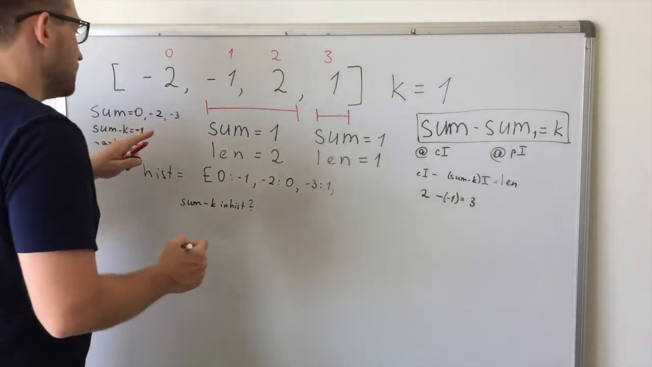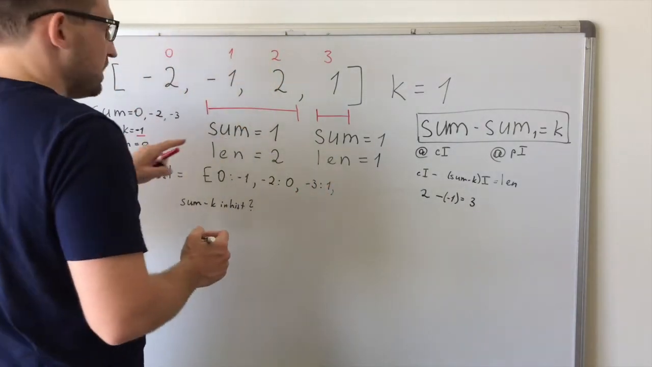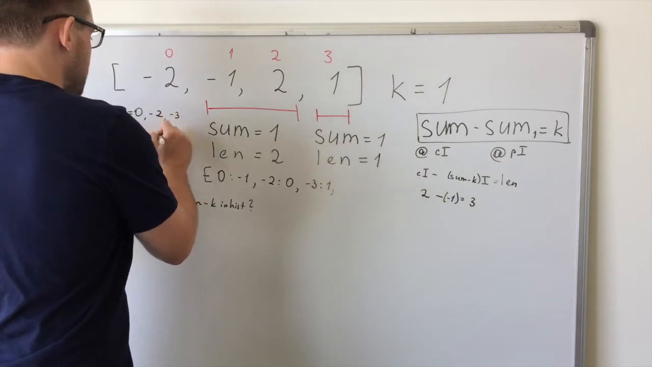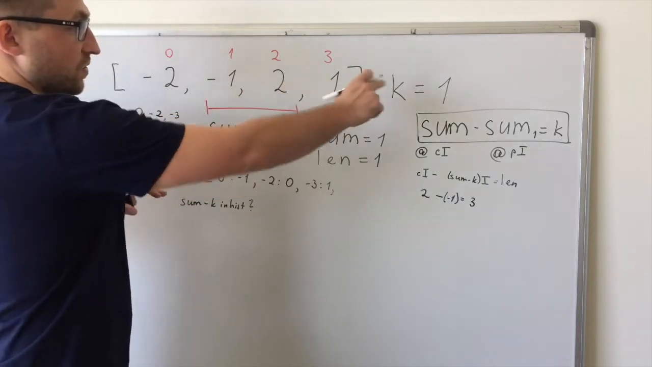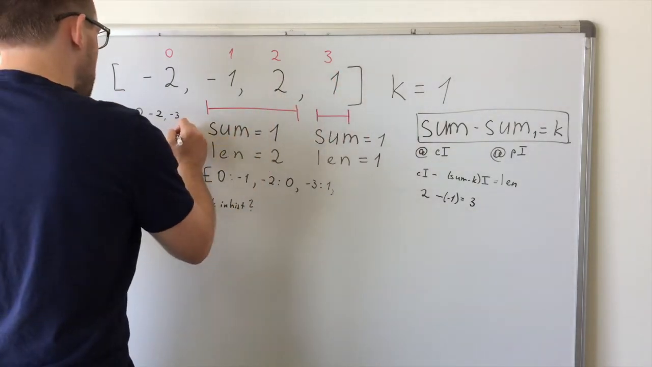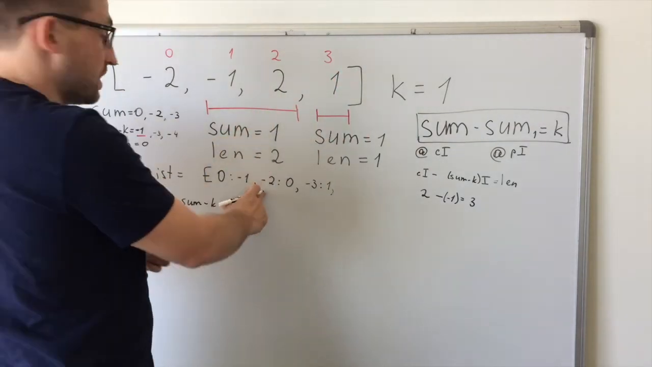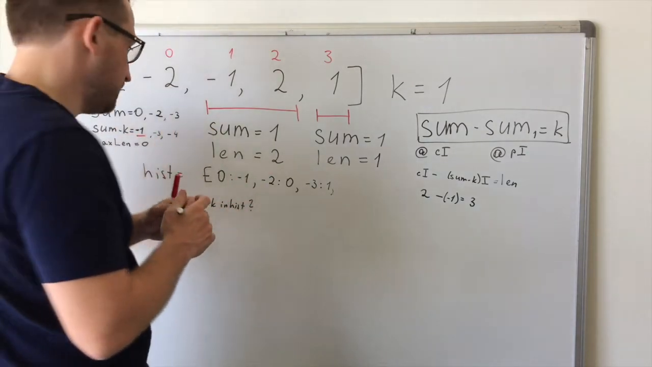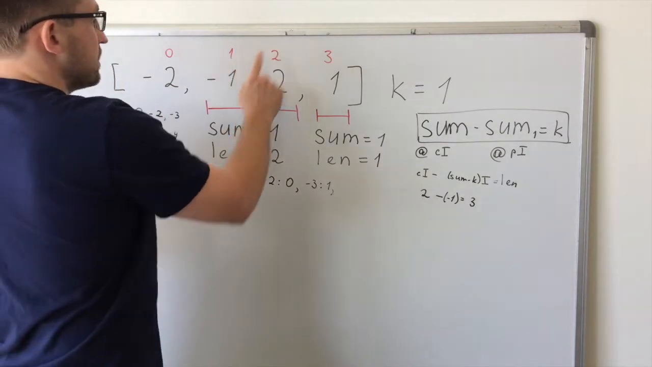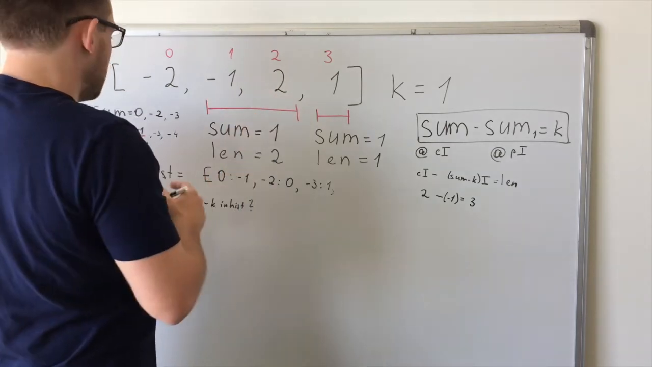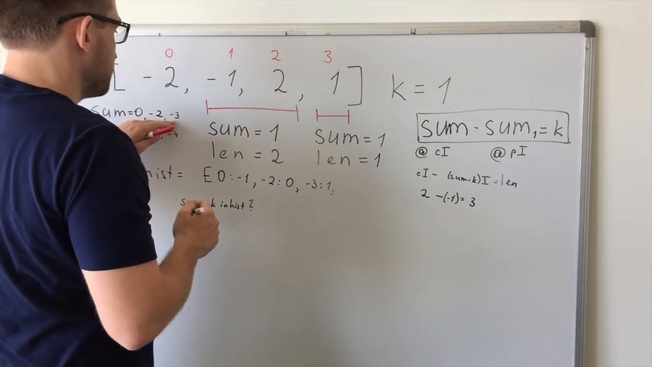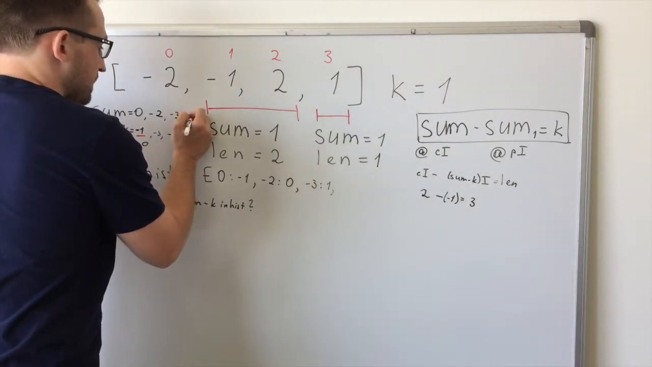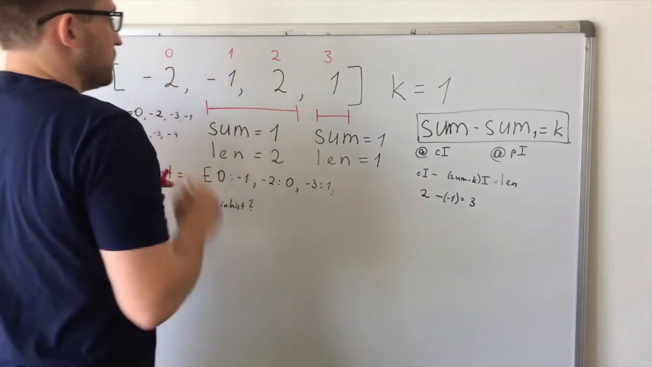And then let's check. Is sum minus k, which is minus 3, minus 1, so that's minus 4. Is that in my table? It is not. Therefore, again, I can't update my max length. It remains at 0. Okay, so let's move on. So now I'm here. So minus 3 plus 2 is equal to minus 1. So my sum is minus 1.